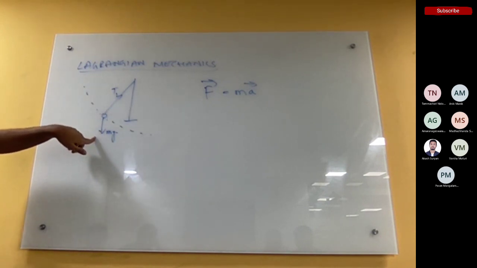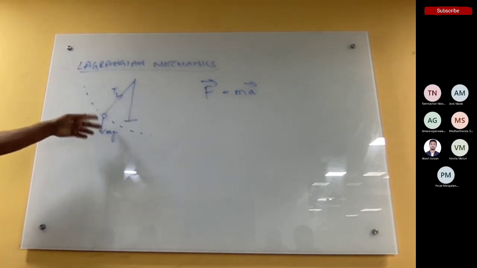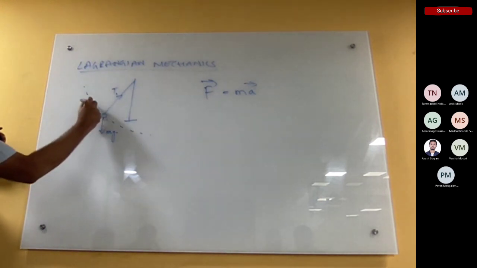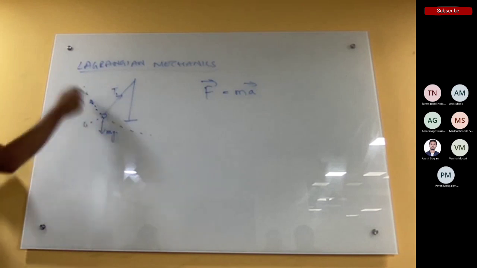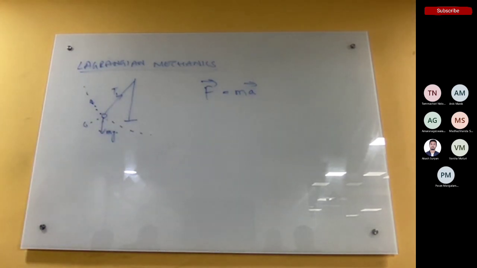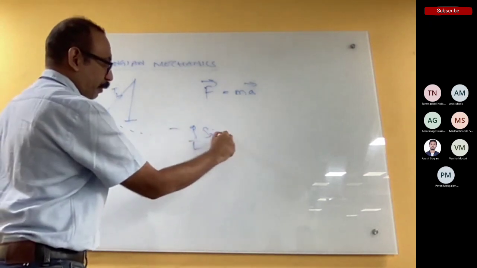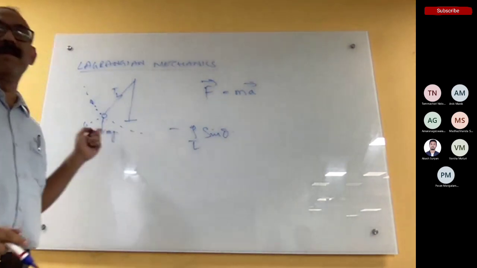You just solve it in terms of simple trigonometry, cosine theta, the component of this force in that direction, right? You just break this force into the sine and the cosine component, and you get some answer called minus g by l sine theta or something. If I remember right, that's the answer you will get finally. Good, I still remember.